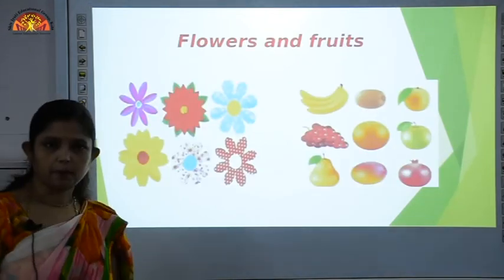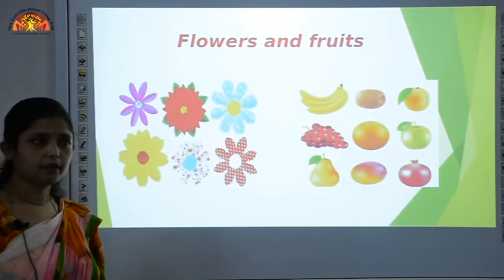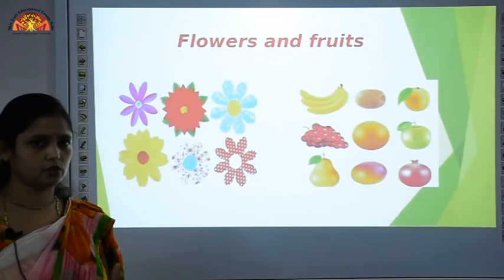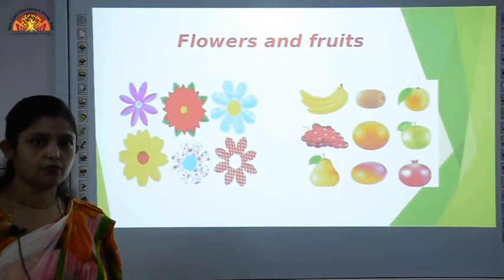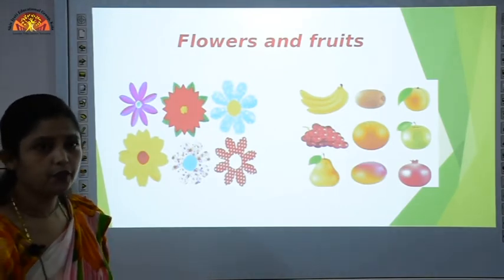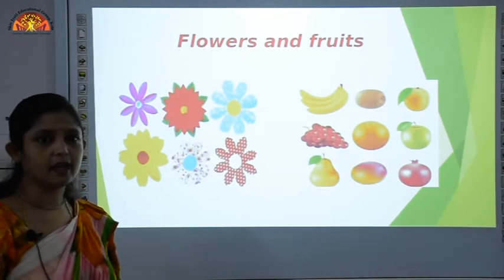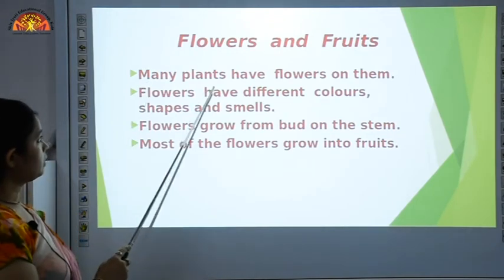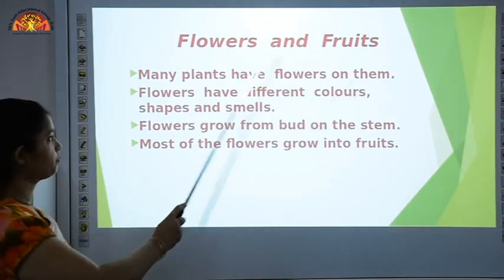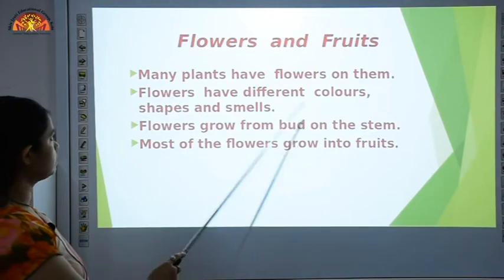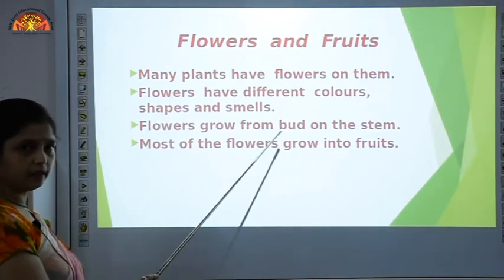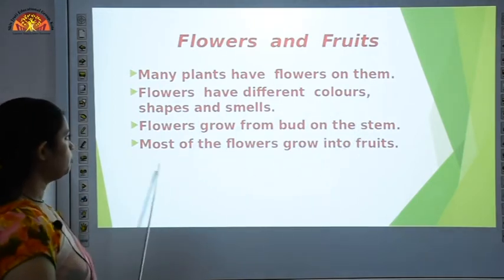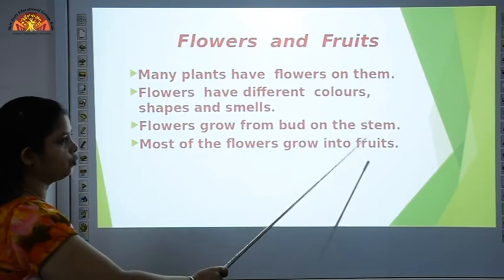Now we come to the next topic, flowers and fruits. So children, besides leaf, we are surrounded by variety of flowers also. Plants possess different varieties of flowers. These flowers are of various colors, various sizes, and they give out various types of smells also. Many plants have flowers on them. Flowers have different colors, shapes and smells. Flowers grow from the bud on the stem, and most of the flowers grow into fruits.